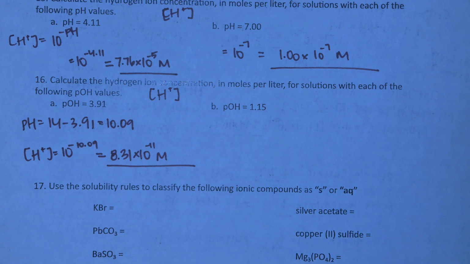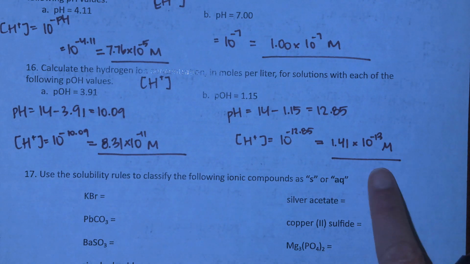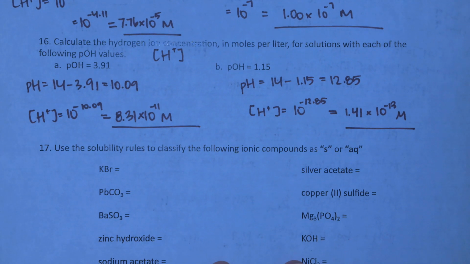Alright, try to do this one by yourself. Okay, you should have gotten 1.41 times 10 to the negative 13. Same process as before.